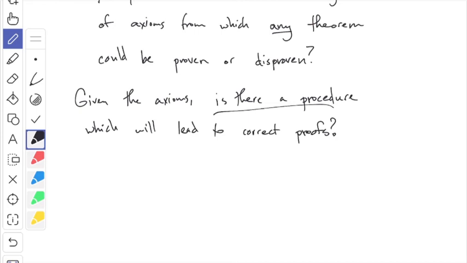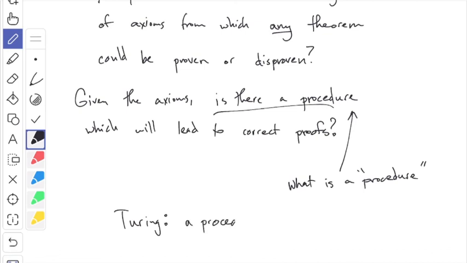this led directly to the question of what is a procedure exactly? Procedure. Nowadays, we say a procedure basically amounts to a computer program or something like that, some kind of very specific description of a process, right? And Turing's answer to this question was that a procedure in this sense is anything that can be performed by a machine.